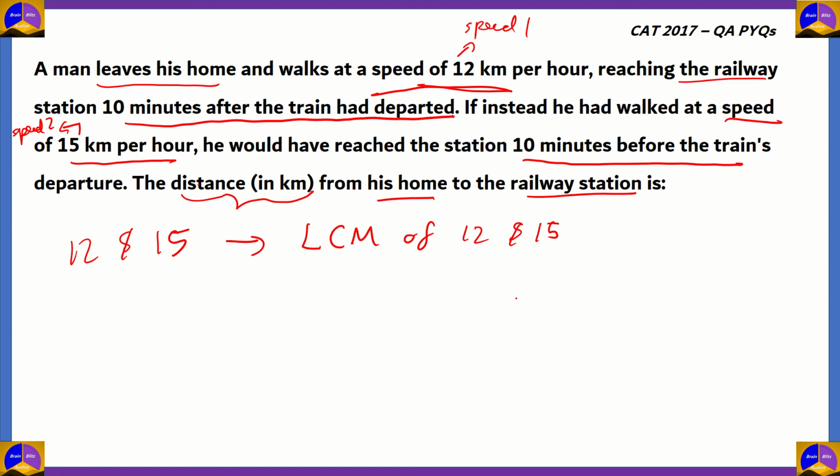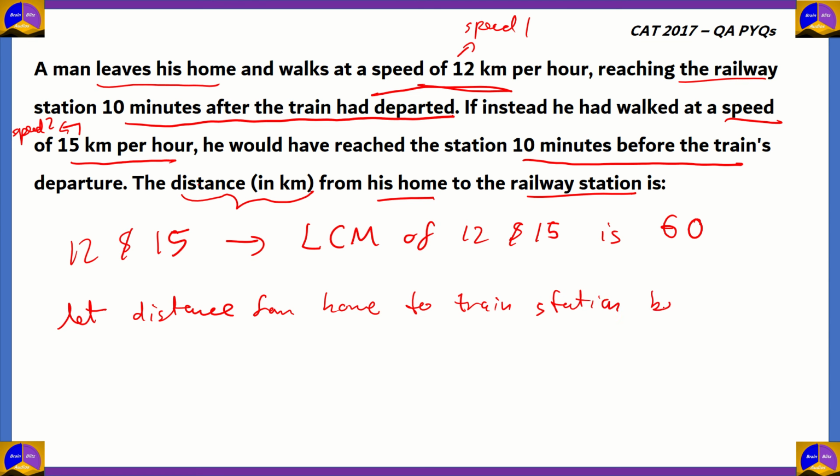15 goes into 60 4 times, 12 goes into 60 5 times. So we're going to use the LCM, and we're going to consider the distance from home to train station to be 60 times d, where d stands for distance, I suppose.